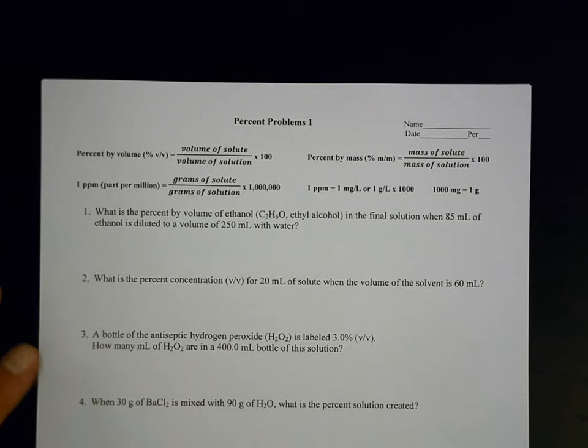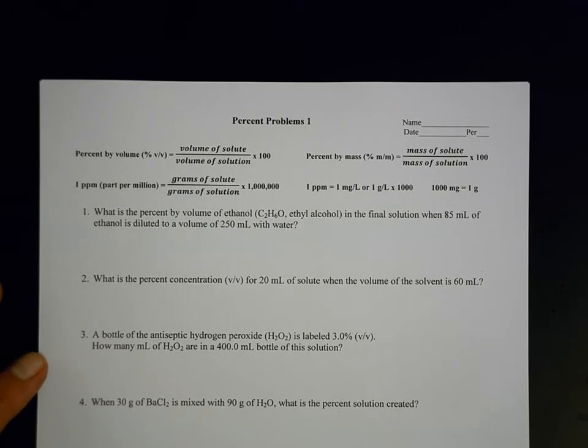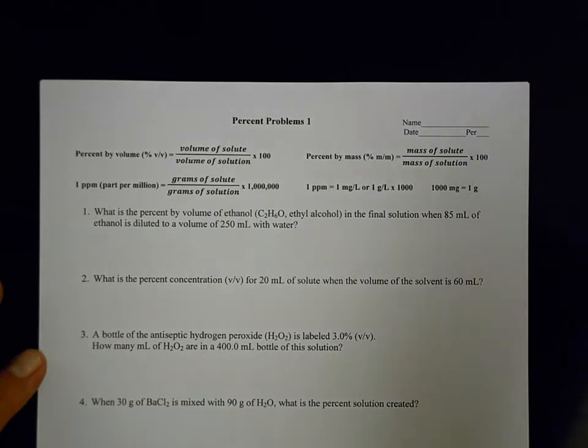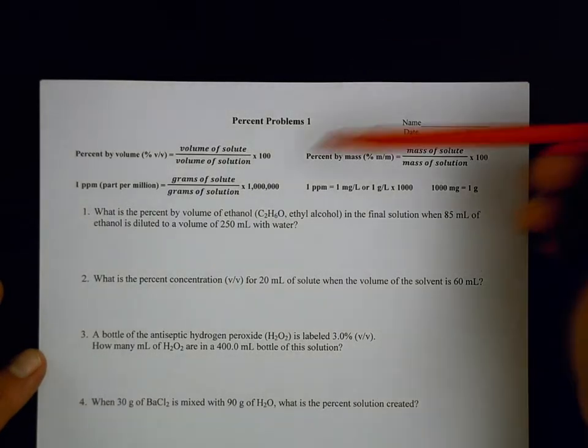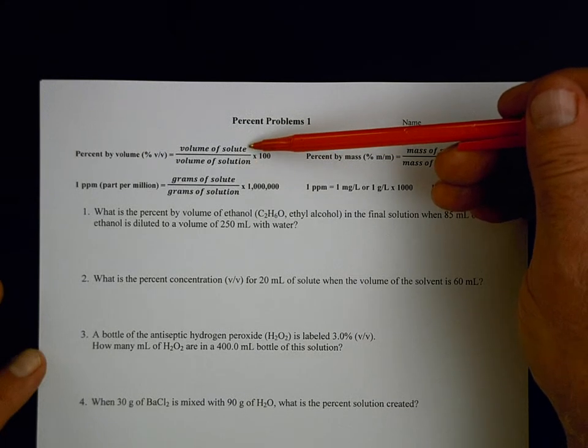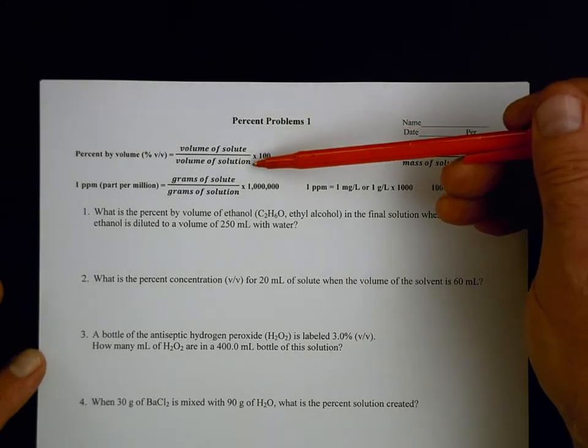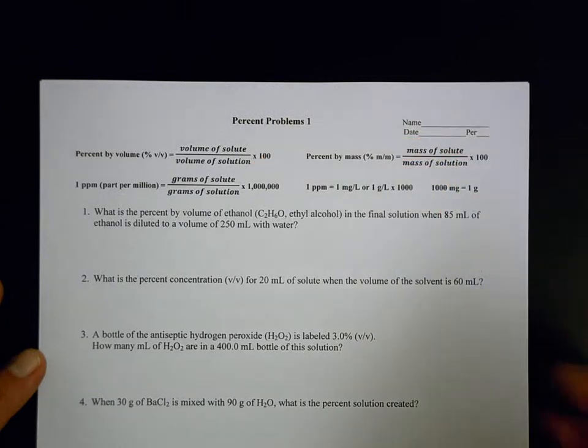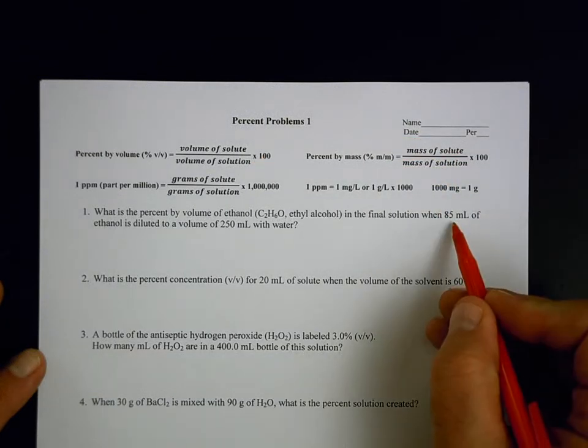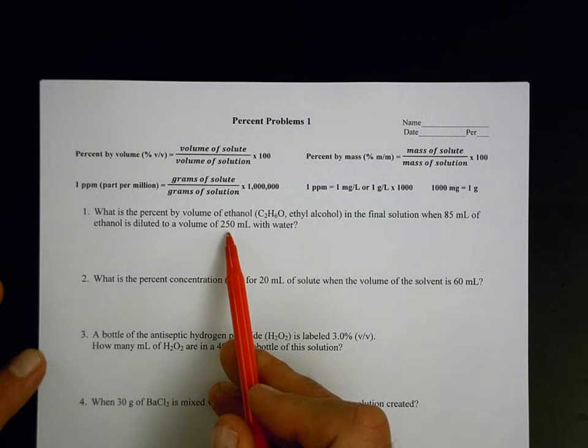So, for an example, what is the percent by volume of ethanol, which is C2H6O? It's also called ethyl alcohol, in the final solution when 85 milliliters of ethanol is diluted to a volume of 250 milliliters with water. Now, please note that the formulas have volume of solute over volume of solution. So in this case, our solute will be the 85 milliliters and our solution will be the 250.